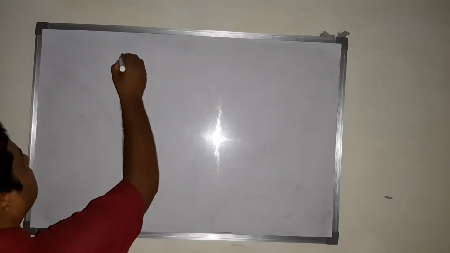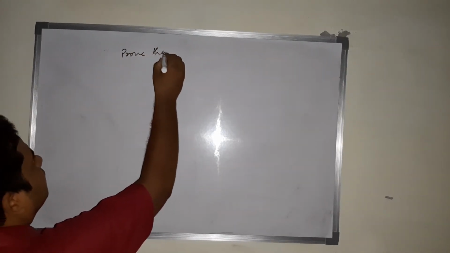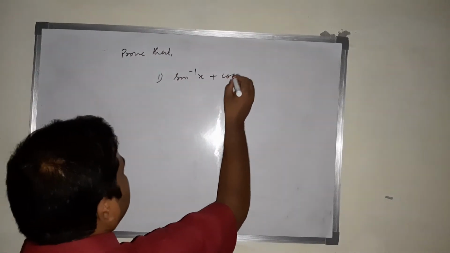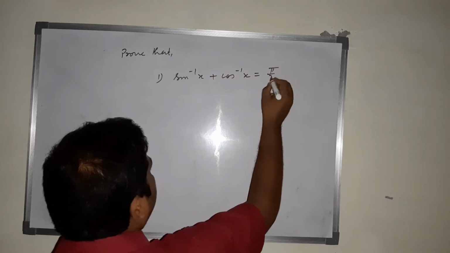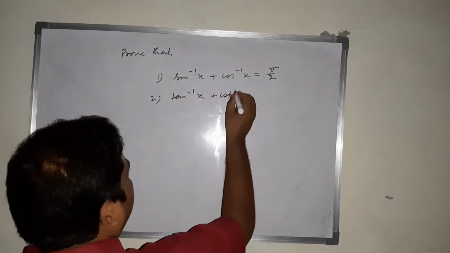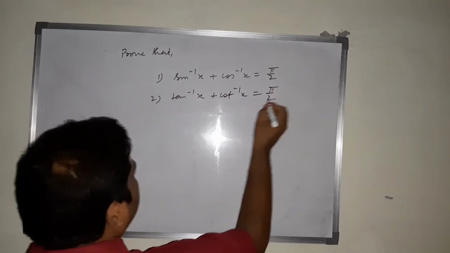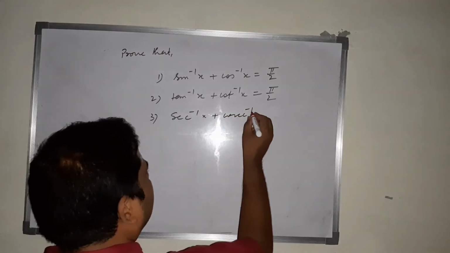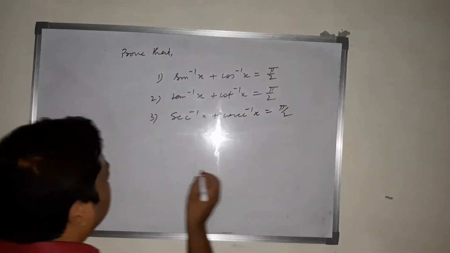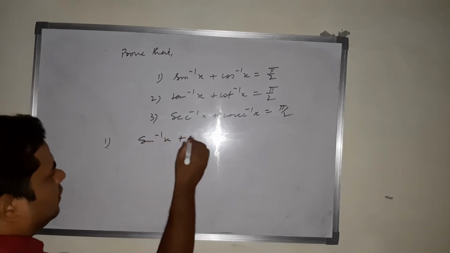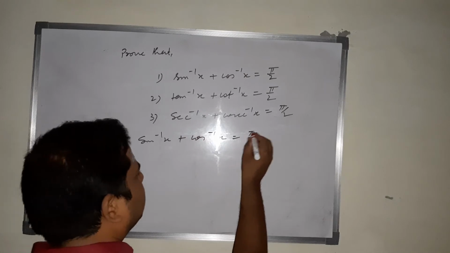Prove that first, sin inverse x plus cos inverse x is equal to pi by 2. Tan inverse x plus cot inverse x is equal to pi by 2. Sec inverse x plus cosec inverse x is equal to pi by 2. So first one, sin inverse x plus cos inverse x is equal to pi by 2.